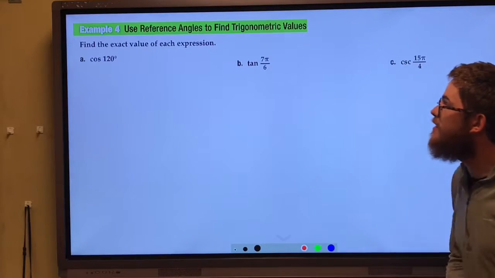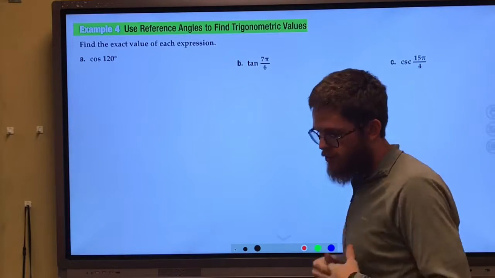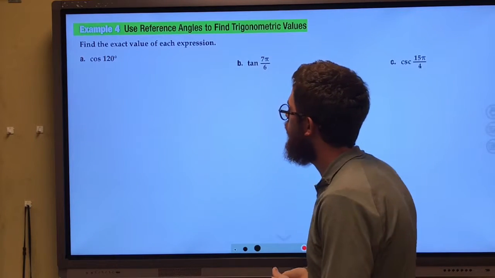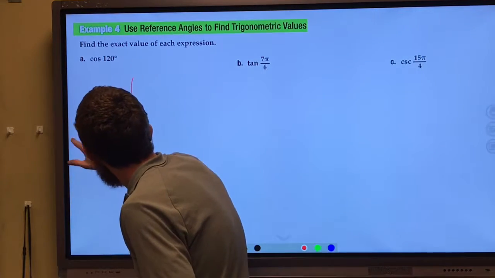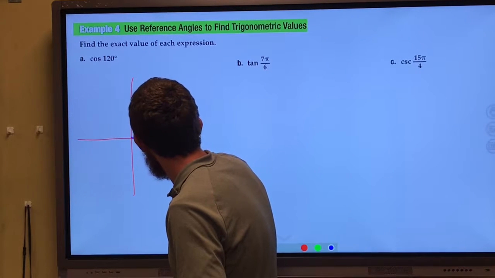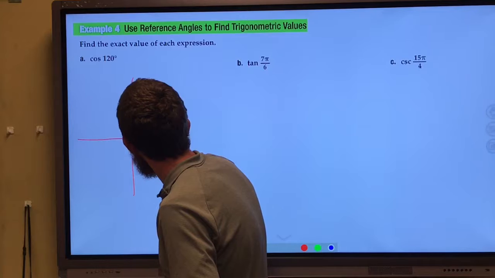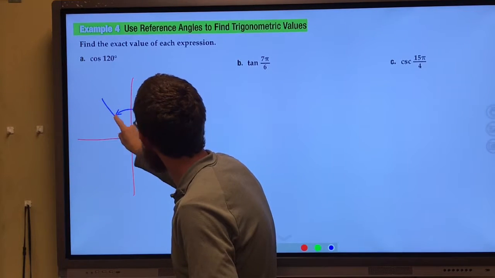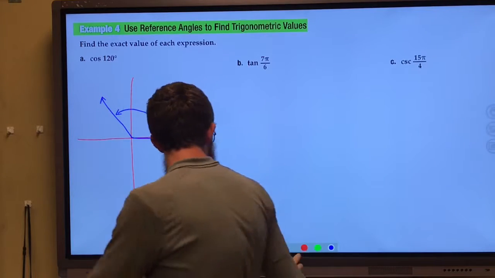All right, so we're looking to find the exact value of each of these expressions. We're essentially evaluating cosine of 120 right here. Well, it certainly helps to think about where that angle 120 degrees is. 120 degrees, well, there's 90 and another 30 degrees gets us to our terminating side.